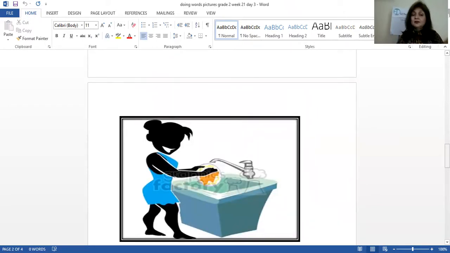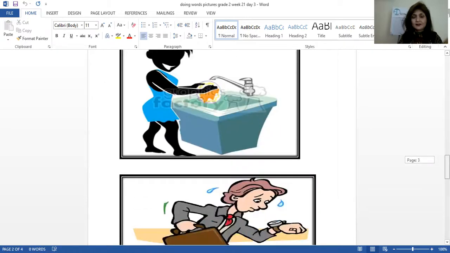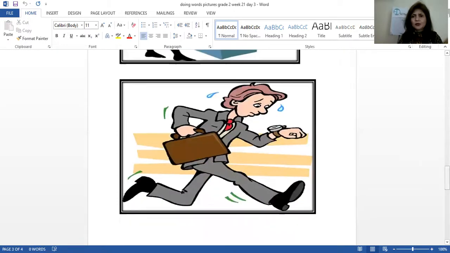A woman is washing dishes. What is she doing? A woman is washing dishes. So, what is the doing word here? Washing is the doing word, correct. Now, what is this boy doing actually?